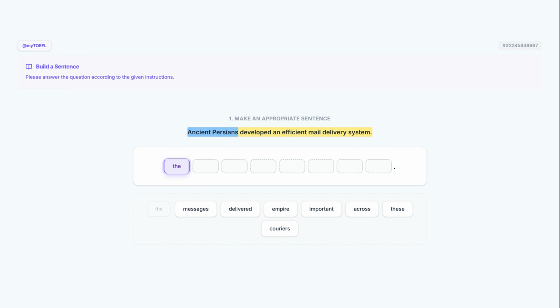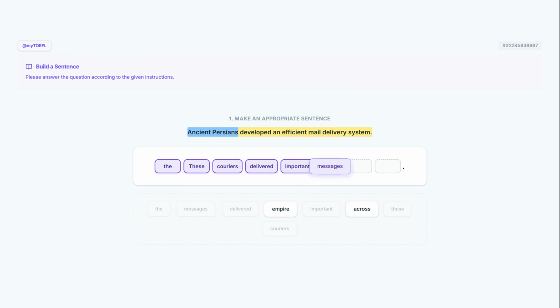First, we drag the demonstrative these. Next, we add the subject couriers. Then we place the verb delivered, followed by the adjective important. Then we add the noun messages. Next, the preposition across. Then the article the. Finally, we place the noun empire.